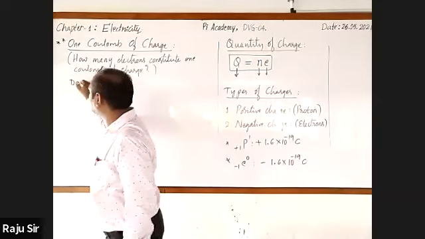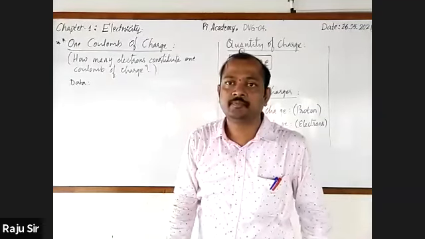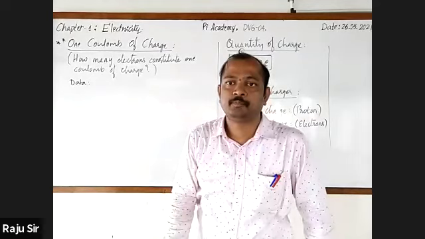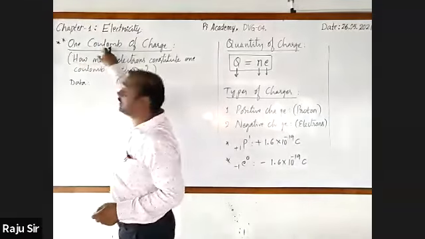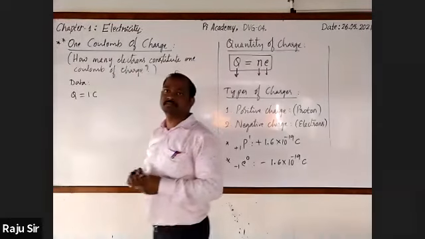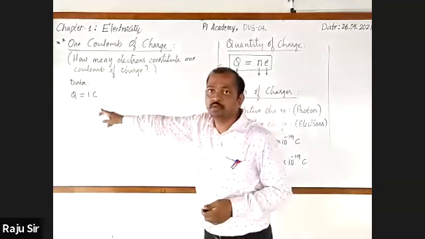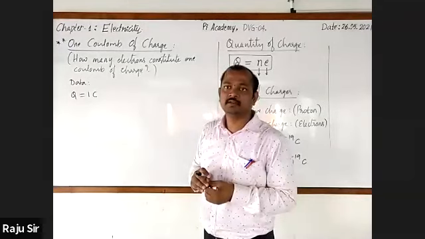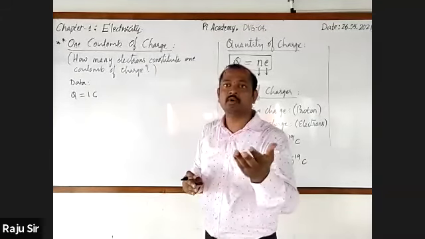Here, I'll write the data. They are given the quantity of charge. What is the quantity of the charge? Please understand. See, the 1 coulomb of charge is already given. That is, Q is equal to 1 coulomb. And you are going to find out the number of electrons which constitute 1 coulomb of charge. How many electrons are there? Do you know the number of electrons which constitute 1 coulomb? It is going to be calculated.